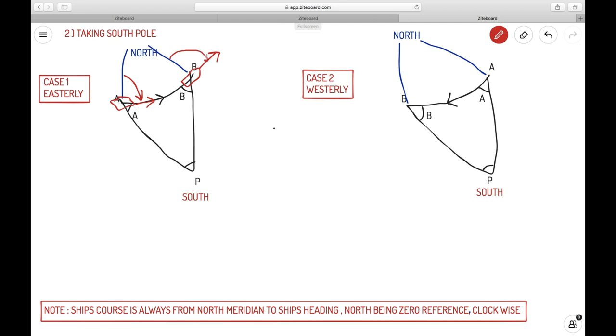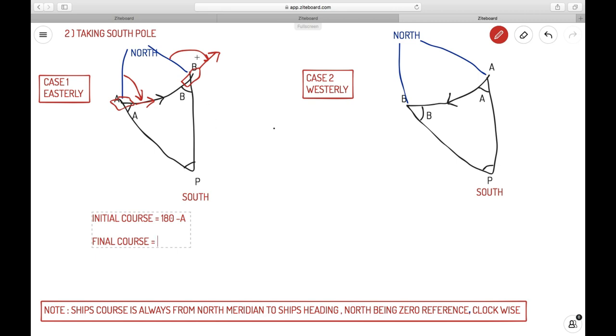As we discussed, a ship's course is always from north meridian to ship's head, clockwise. That means like this, this red one will be your initial course. The final course will also be the same, from north meridian to ship's head, that means this angle. So let's write: your initial course will be, you know angle A, and this is the same line, so the total angle along the line will be 180, you know A, so it will be 180 minus A.